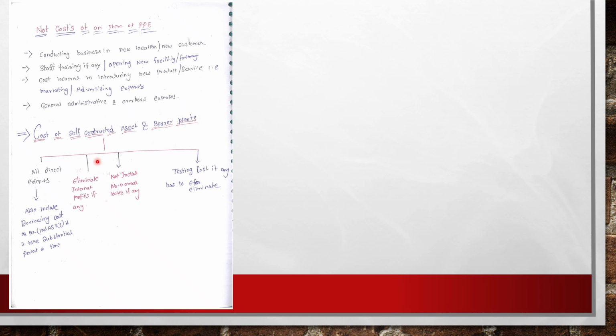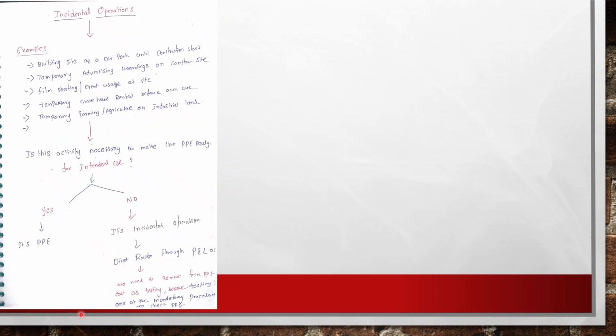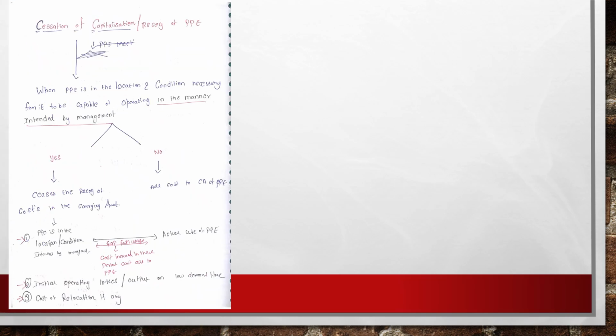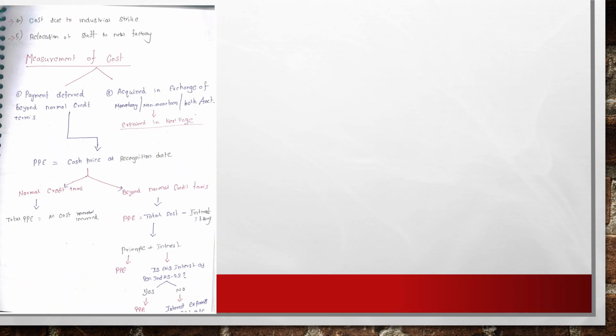And for self-constructed assets, what additional costs we should include, and what incidental operations we should account for in the profit and loss account. You should not account for this as a deduction in the PPE. And then when we stop the capitalization, when we cease the capitalization of the PPE, we have discussed in detail in the previous classes. So today we will discuss the measurement of cost, and then acquisition of an asset in exchange for non-monetary or combined assets. I will explain in detail.